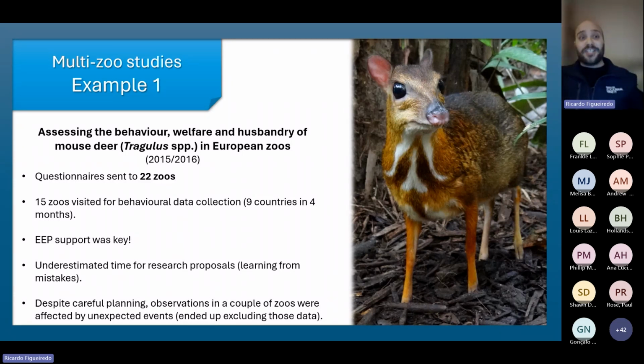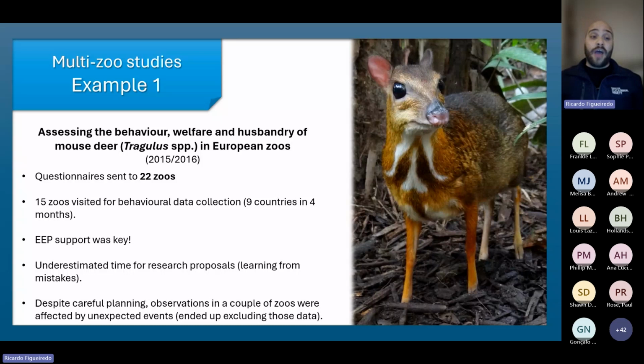So the start of the data collection wasn't so great, because the first zoo I had lined up for my behavioral data collection did not get back to me in time with an approval for the research proposal. Thankfully, I could just move that zoo to the end of the list and start a bit later with the second zoo. It wasn't a big deal, but that's definitely something I learned: give zoos enough time to review and get back to you on your research proposals.